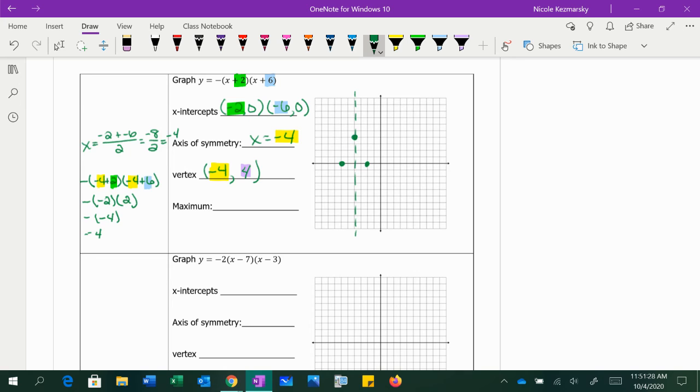There we go. And just as we predicted, this parabola is going to open upside down. It's not a perfect parabola, but that's okay. They don't have to be. They just have to be curvy. And the maximum is going to be y equals 4, and that 4 matches the purple 4.